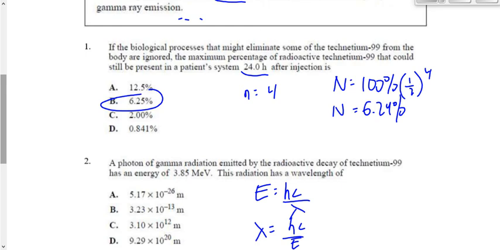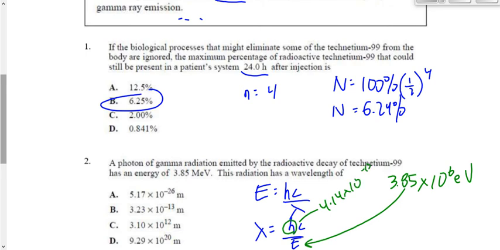3.85 mega electron volts is the same as 3.85 times 10 to the 6 electron volts. You can use that for your energy. If you do, just make sure you use 4.14 times 10 to the negative 15 eV times seconds. If you're not comfortable with that, and you can't figure out when to use joules and when to use electron volts, what should you do?